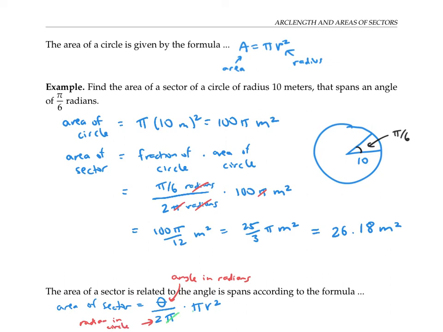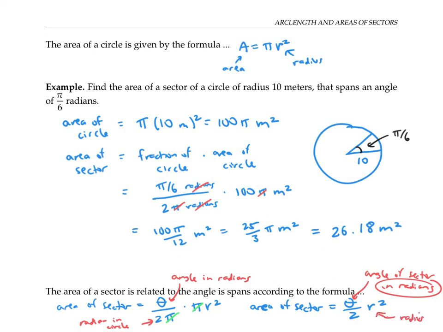Since the pi's cancel, we can simplify this formula by saying the area is given by theta over 2 times r squared, where theta is the angle of the sector in radians. Again, it's important that this angle be in radians, since that's how we're doing our fraction of our circle comparison. As usual, r represents the radius of the circle.